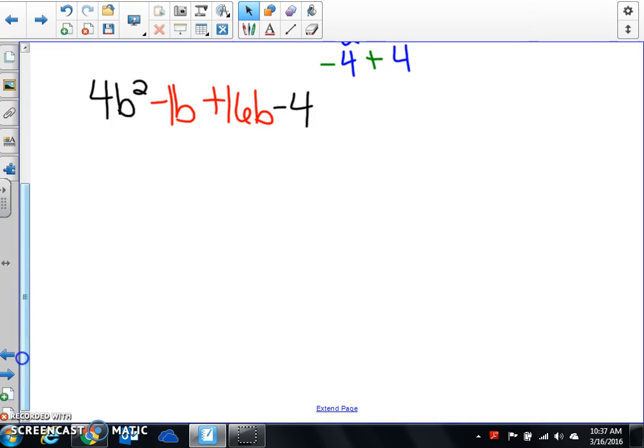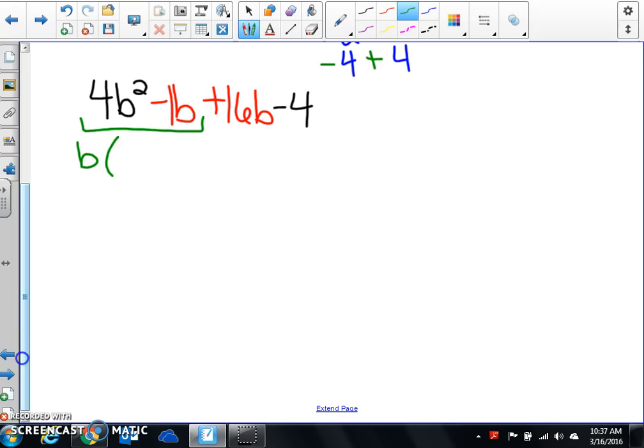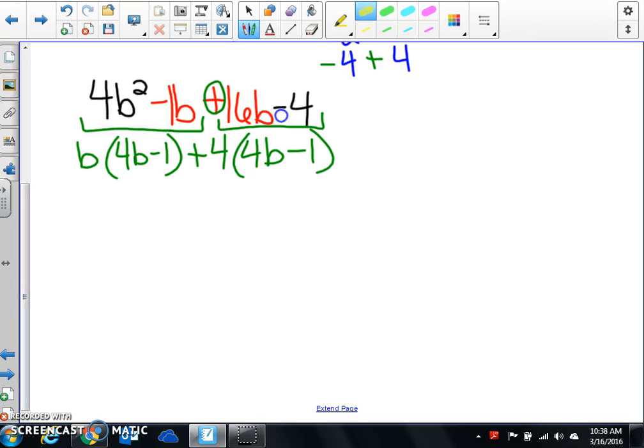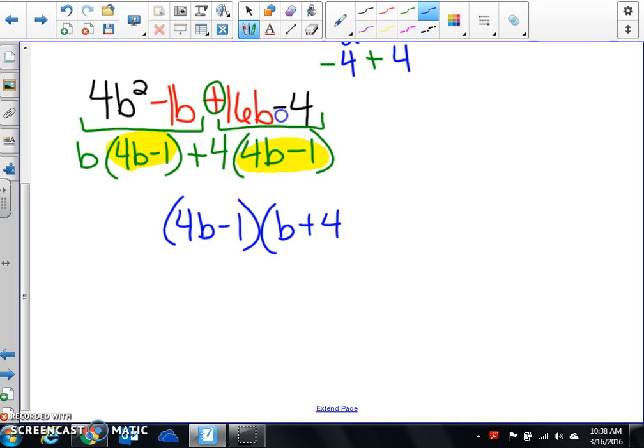And now we're going to factor by grouping. So out of here, I can only take out a b. I'm left with 4b minus 1. That's a plus, so I have to put plus. 4 goes into 16, so I can take out a 4. 16 divided by 4 is 4b. Negative 4 divided by 4 is negative 1. Those are identical, so I rewrite. And whatever's left over, b plus 4.